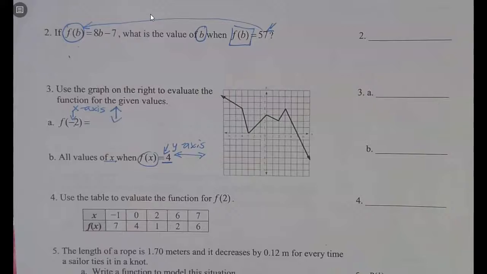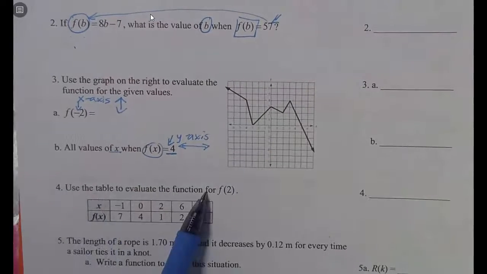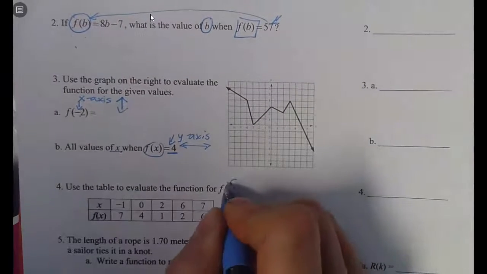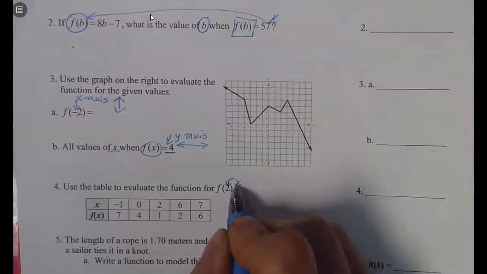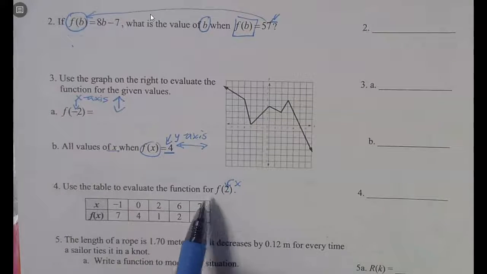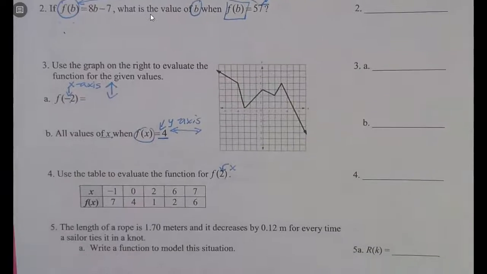Number 4, use the table to evaluate the function for f of 2. Again, we should know that f of 2, they are giving you the x. So you look in here and you find the number across from it.